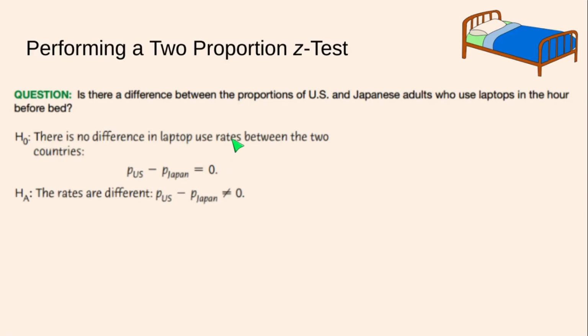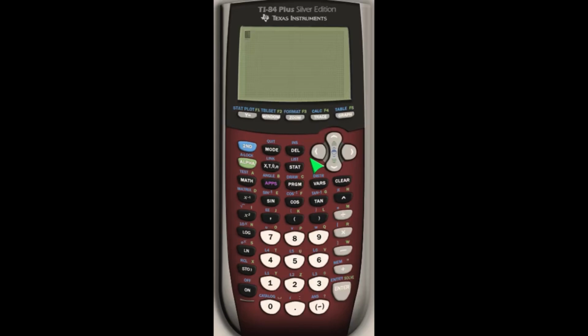You don't need to necessarily write the first parts of these hypotheses. You would just need to say proportion of US minus proportion of Japan equals 0 versus alternative proportion of US minus proportion of Japan is not equal to 0. That's all you would need to write. And then we use the two-proportion z-test to find the p-value, and that is a job for your calculator.